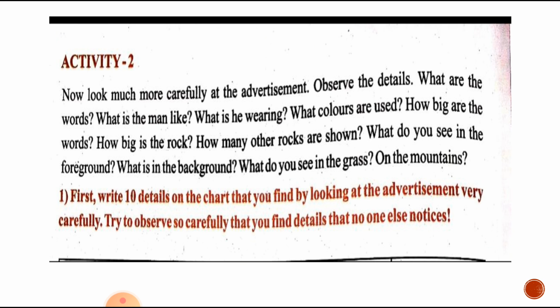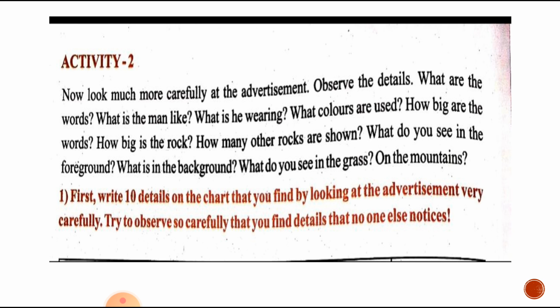So now in activity 2, look more carefully at the advertisement. Observe the details. What are the words in the advertisement? The caption-like words are on your way up, and the words in the picture are we are already there. And what is the man like? The man seems to be a trained mountain trekker and he appears to climb a rock without taking help of any climbing equipment.